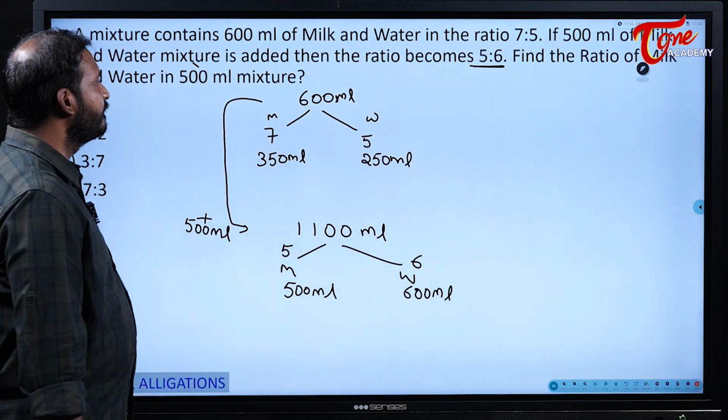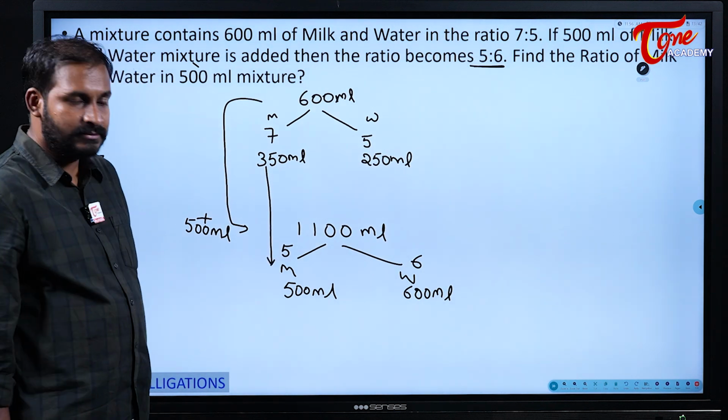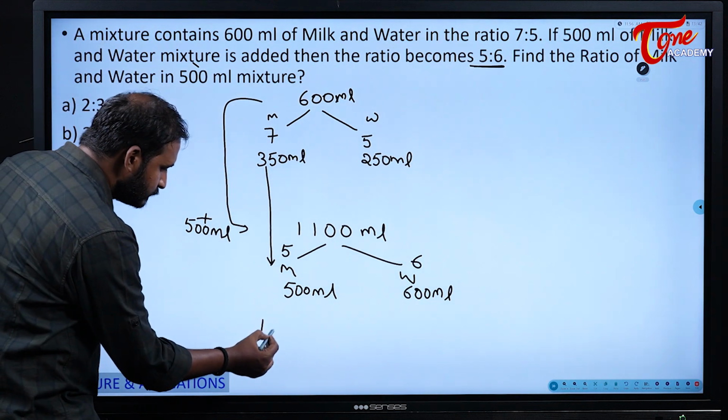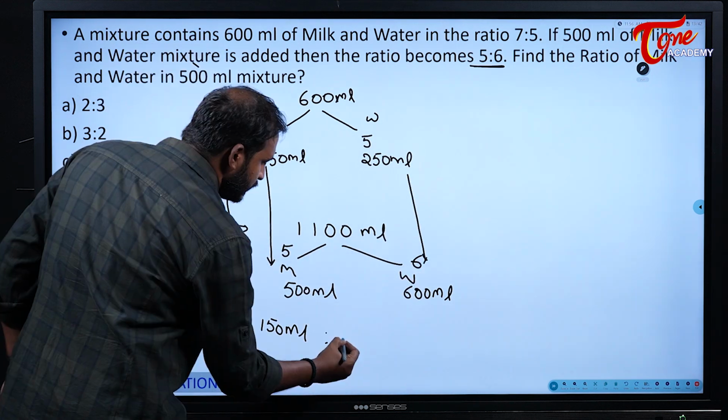See here, students. Now what is the increase in the milk quantity from here to here? 150 ml. What is the increase in water quantity from here to here? 350 ml.